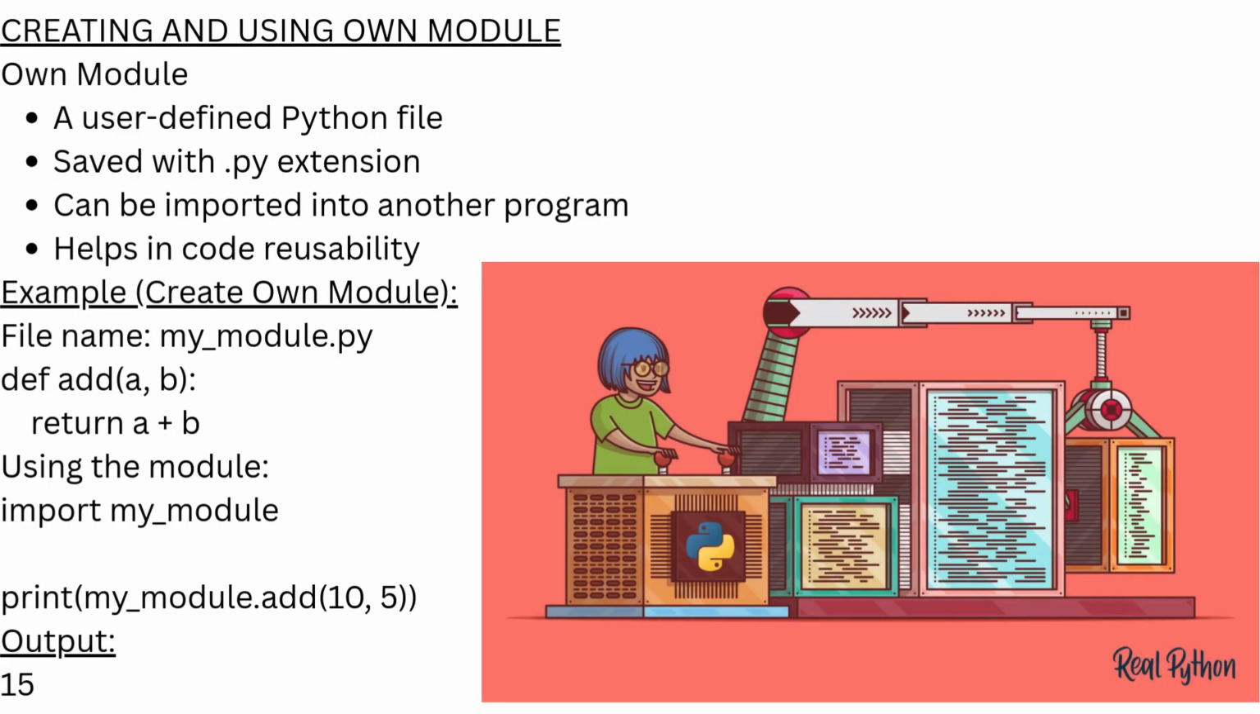Apart from built-in modules, Python also allows us to create our own modules. An own module is simply a Python file that contains functions or variables. In this example, we create a file named my_module.py and define a function inside it. Then, in another program, we import this module and use its function. The output shows the correct result, which is 15. Creating our own modules helps us reuse code and keep programs well organized.